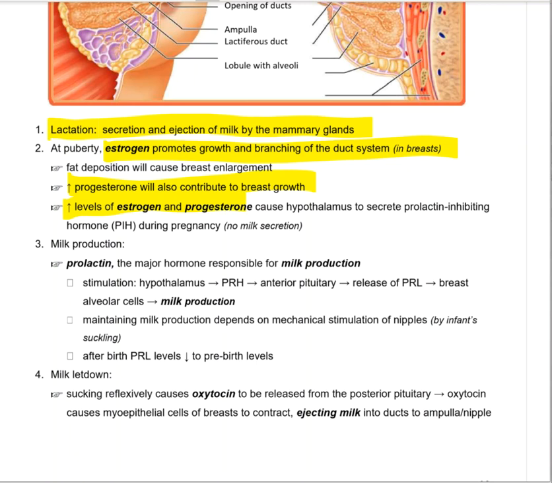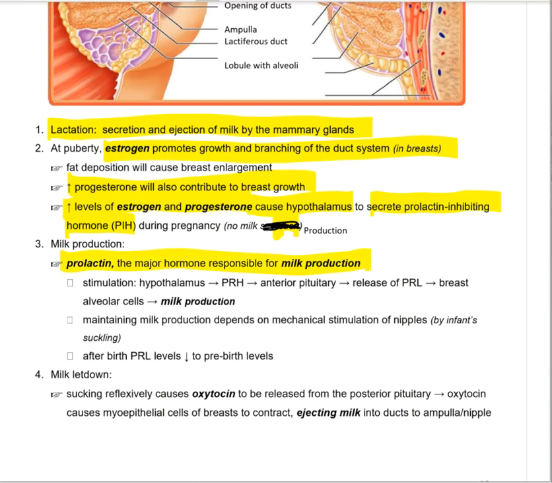And both estrogen and progesterone will cause the hypothalamus to secrete prolactin inhibiting hormone. And this happens during pregnancy. So there's no milk, and let's not say secretion, let's use the right word here. No milk production. That's actually incorrect because we remember that prolactin produces, right? And that's what this says below here. We have prolactin, the major hormone responsible for milk production.